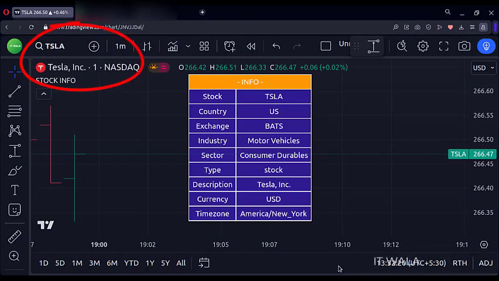Right now we are on the Tesla stock chart. We can see the country name mentioned as US. The exchange name is BATS. Industry is motor vehicles. Currency is the US dollar. And the time zone is America/New York. Let's see a commodity chart.